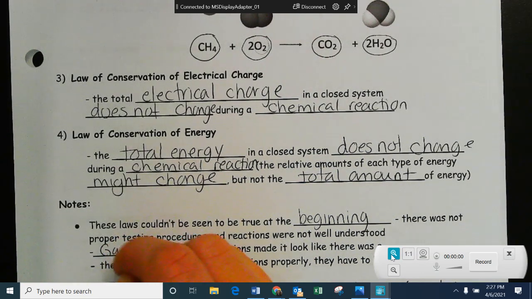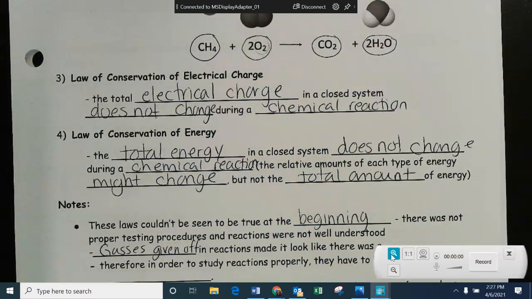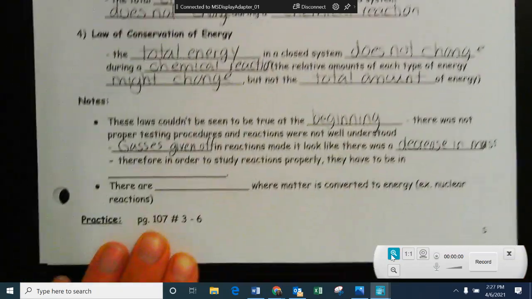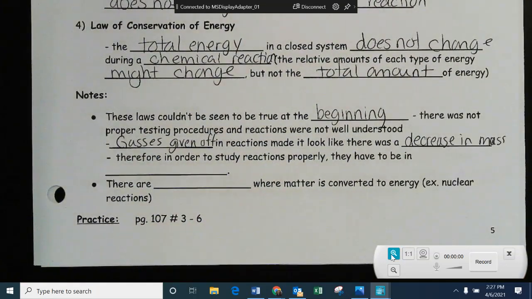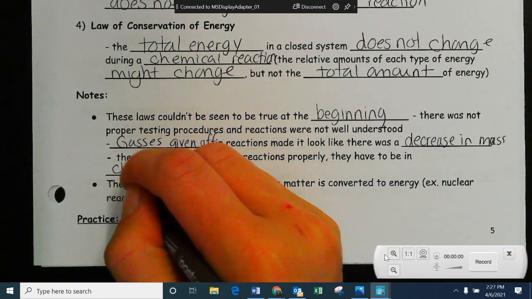Gases given off in reactions made it look like there was a decrease in mass. So if you're just looking at these chemical reactions, you're not actually going to realize what's going on at a chemical level, and you might think that mass changes. But as soon as you make that closed system, we can understand these reactions better. So in order to study reactions properly, they do have to be in closed systems.